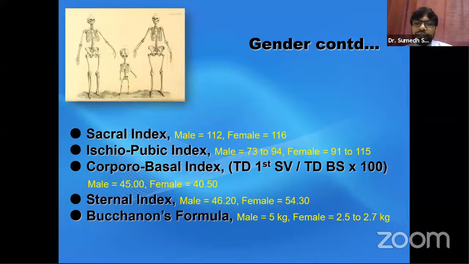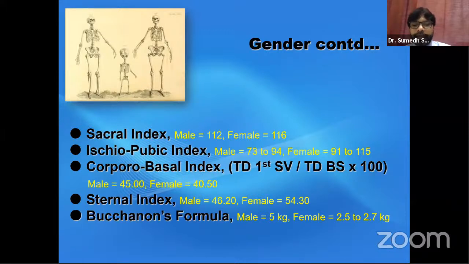On the basis of this curvature, because in case of male, it is more curved. In case of female, it is backwardly placed and it is less curved. So the ratio of the transverse diameter of the first cervical vertebra to the transverse diameter of the base of the sacrum, multiplied by 100, indicates the corporobasal index. This was calculated in case of male around 45, and in case of female around 40. So this is mainly to identify whether the sacrum belongs to male or not.